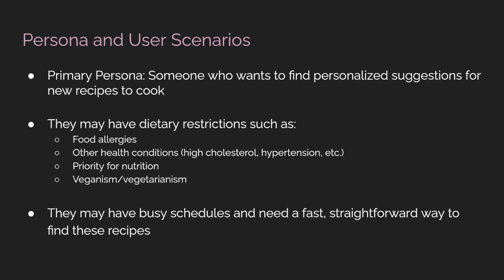The primary persona for this application is a person who is interested in getting personalized suggestions for new recipes to cook. Now, the person in question may have dietary restrictions. For example, they may have food allergies, health conditions such as high cholesterol, hypertension, diabetes, and they may also be focused on nutrition or not eat certain types of meat. For instance, they could be a vegan, a vegetarian, or a pescatarian.